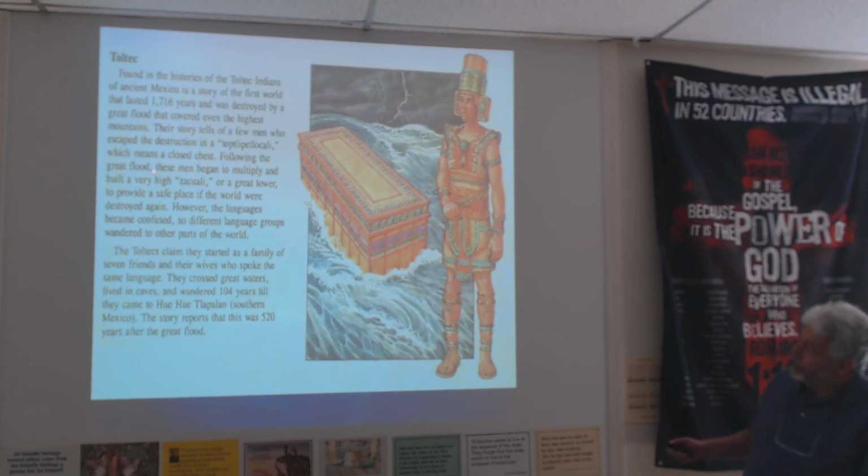Following the Great Flood, they began to multiply, built a very high tower. Is that accurate? Yeah. For a safe place if the world were destroyed again. However, the languages became confused. Is that right? Different language groups wandered to other parts of the world. The Toltecs claim they started as a family of 7 friends and their wives who spoke the same language. They crossed great waters, lived in caves, wandered 104 years until they came to southern Mexico. And that was 520 years after the Great Flood. Does that sound like that could be true? Yeah.